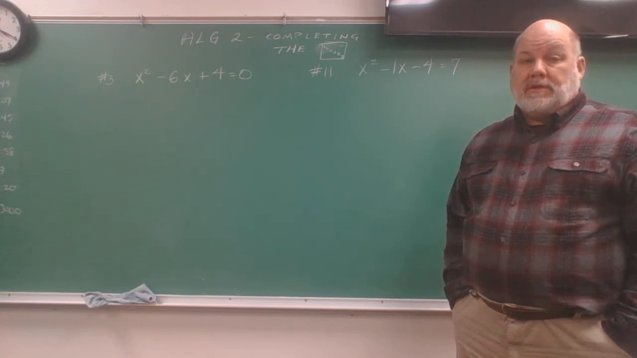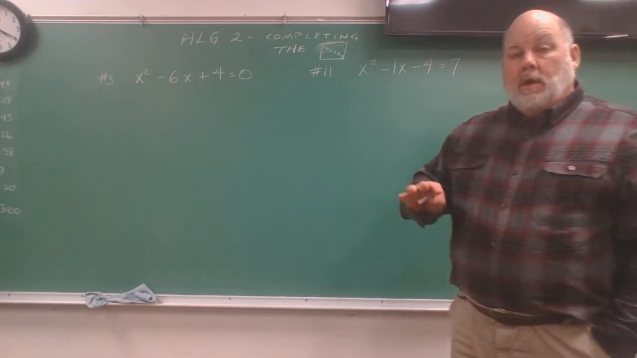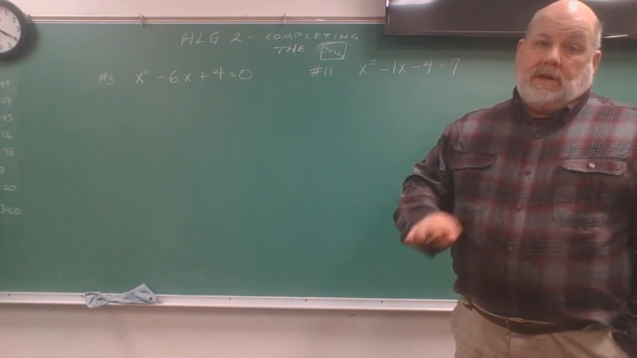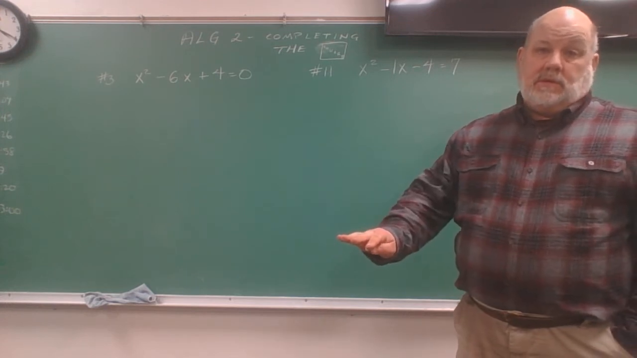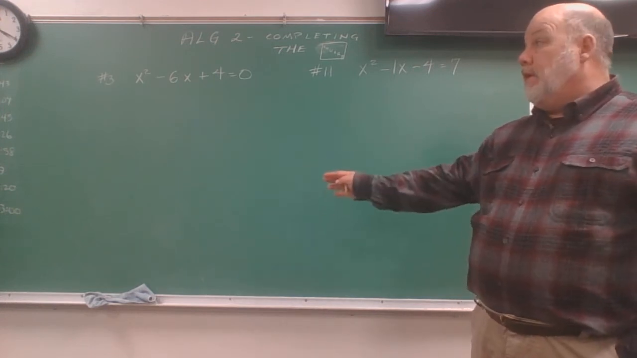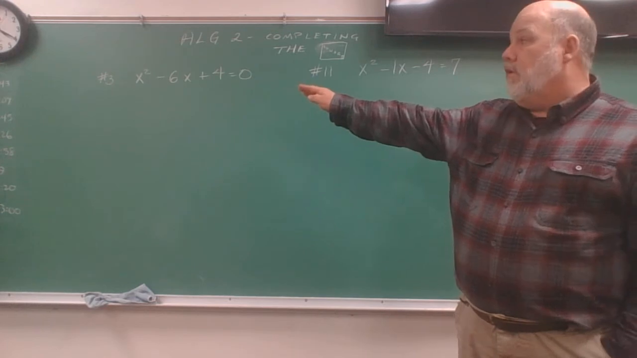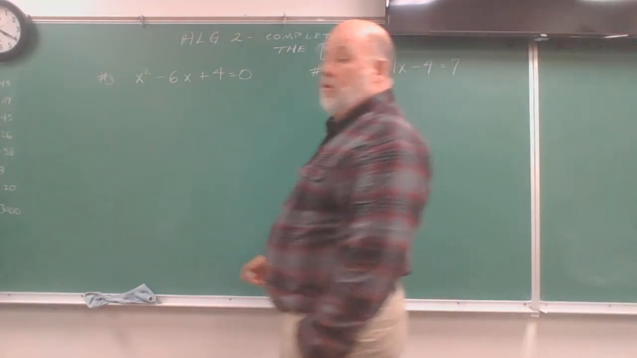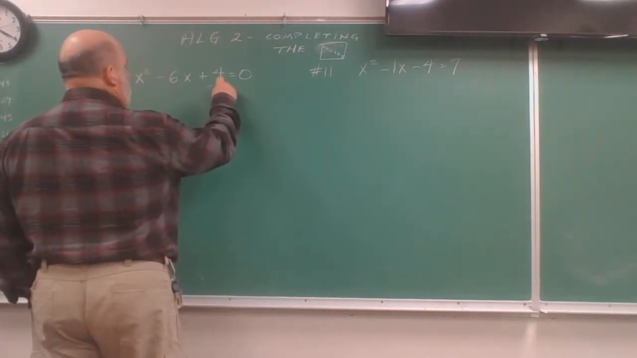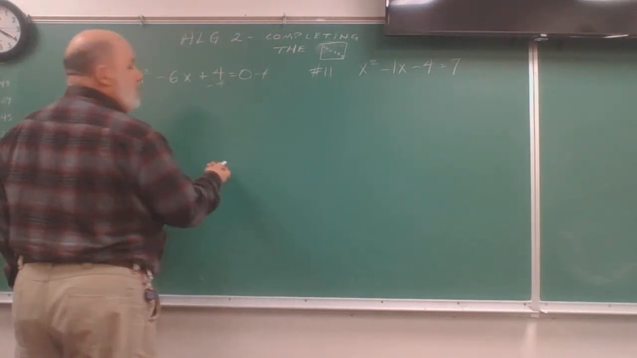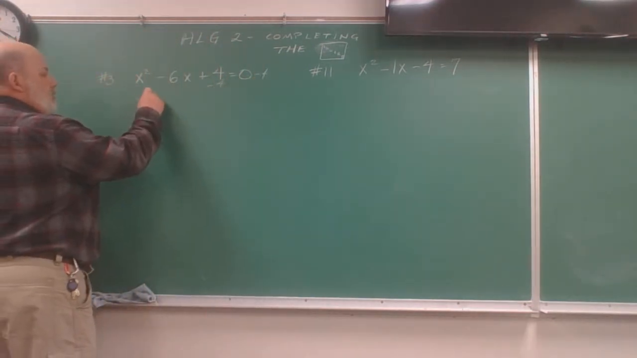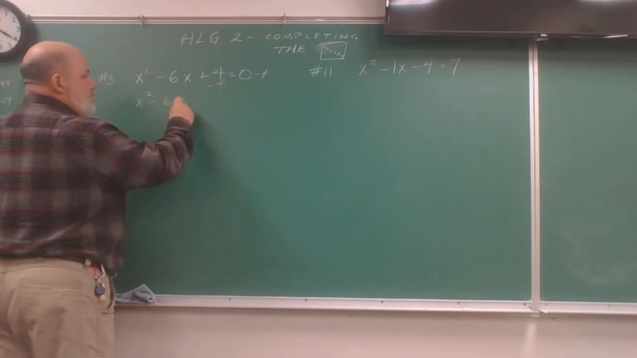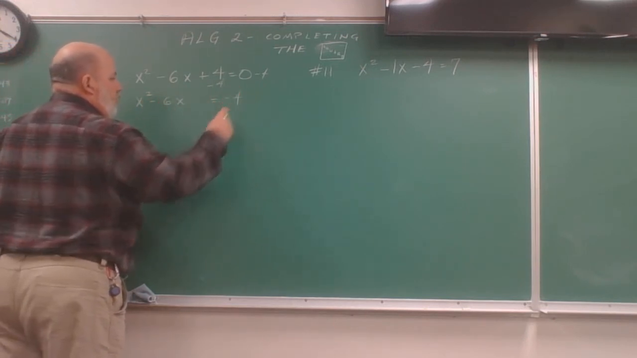As I showed in the example, when you're completing the square, first thing you want to do is get anything that doesn't have an x with it to the other side of the equation. So in this case, we'd be moving the 4 from the left-hand side to the right-hand side. How do we do that? We subtract 4 from both sides. So minus 4, minus 4. Our new equation: x squared minus 6x equals negative 4.